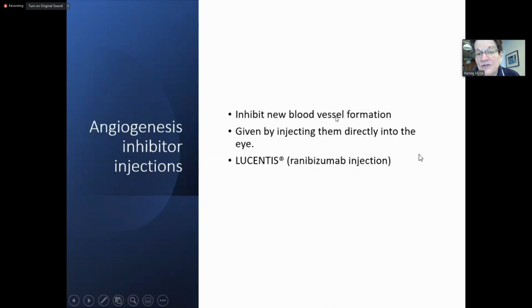Now, the last treatment are angiogenesis inhibitor injections. And this one was the one I had the most trouble with assisting, because what we're doing is directly injecting this medication into the eye, okay? Lucentis or ranibizumab injections, basically what it does is it inhibits that new blood vessel formation. And so therefore they do not develop or leak.